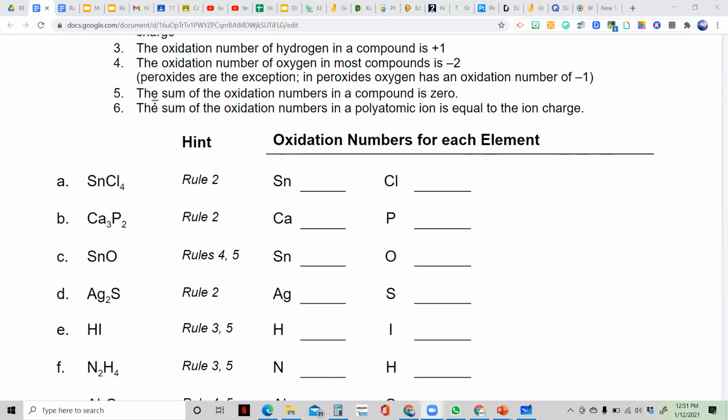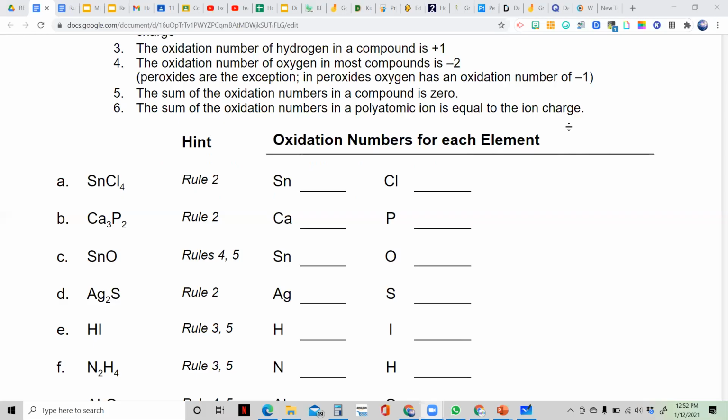The sum of the oxidation numbers in a compound is 0. What does sum mean? It means that you're adding up. So a compound has elements A and B.